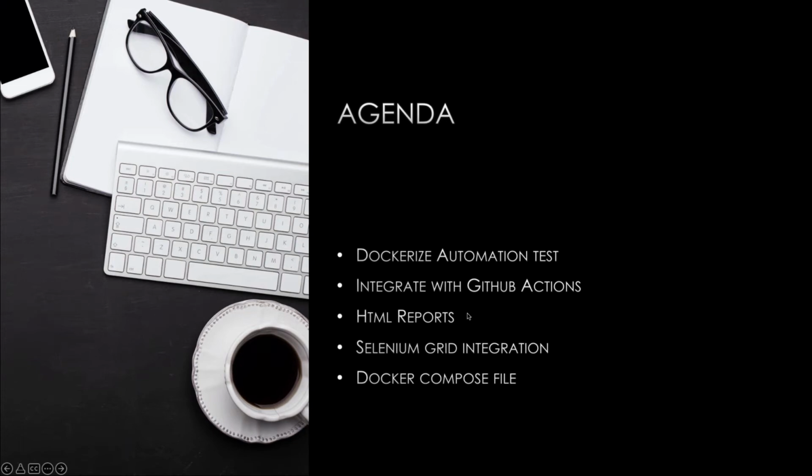So this is a continuation of my previous video series on Webdriver Cucumber version 7. And in this video, we're gonna learn how we can Dockerize the automation test, then integrate with GitHub Actions. Then we'll see how we can generate the HTML reports, then Selenium grid integration and Docker Compose file. So these are the topics that we are gonna complete in this particular video.